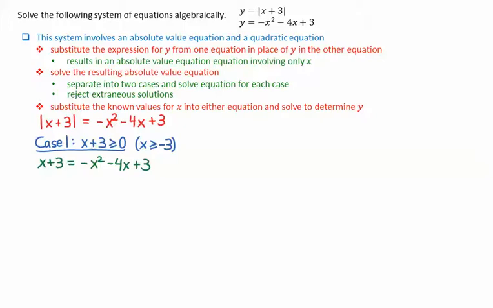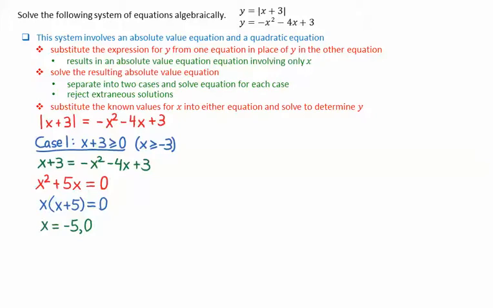To do this, I will move everything over to the left side by adding x squared, adding 4x, and subtracting 3 from both sides, giving me x squared plus 5x equals 0. Factoring out the x, we get x times (x plus 5) equals 0, giving us our x values of negative 5 and 0.